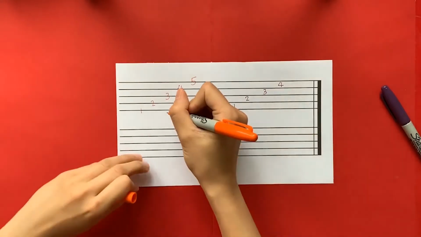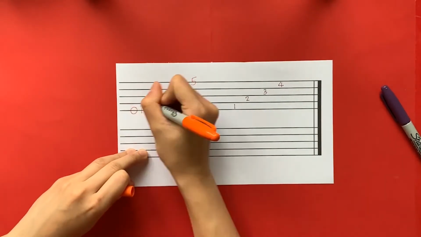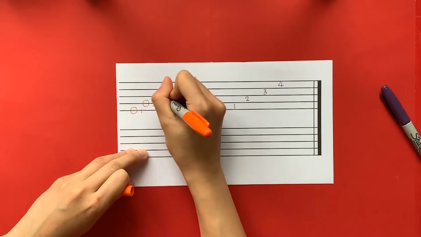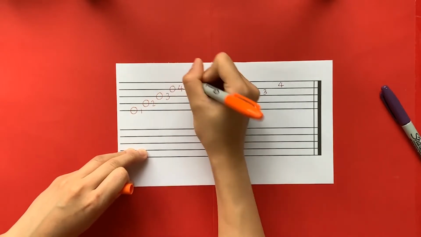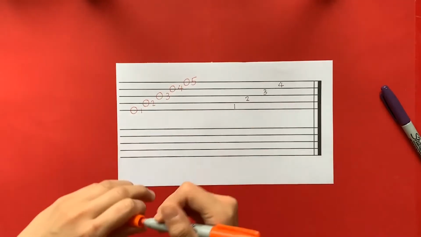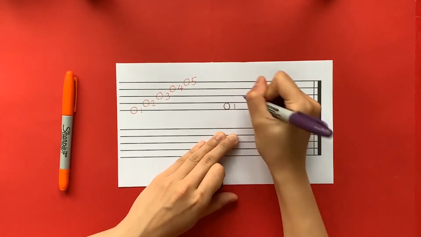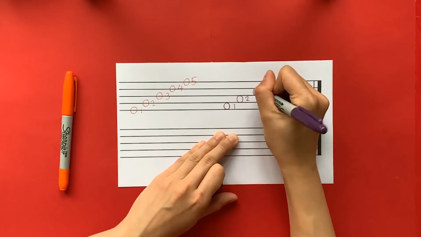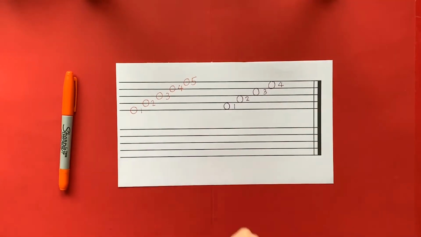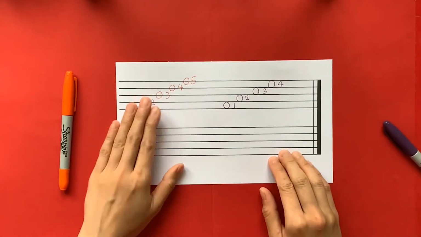When the note is on the first line, we call this line note 1, line note 2, line note 3, line note 4, and line note 5. Same thing when the note is in the first space, we call this space note 1, space note 2, space note 3, and space note 4. So here, we have our line notes and the space notes.